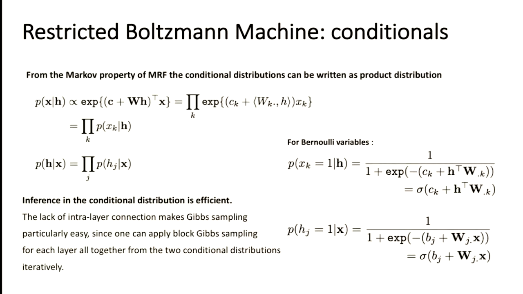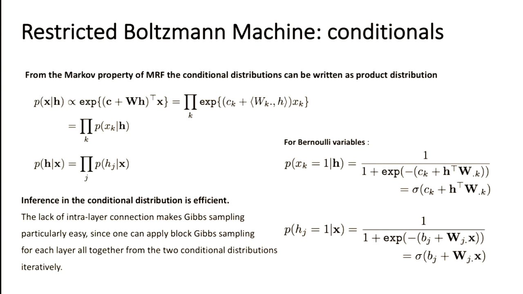So what was the benefit of removing these connections between visible to visible or hidden to hidden units? Essentially, it makes the conditional distributions quite nice. The conditional distribution can now be written in the form of product distributions, essentially because you have no more dependence between those variables. This makes inference in these models quite efficient, so we can do Gibbs sampling more easily. Particularly, we can apply block Gibbs sampling on the entire layer. You could apply Gibbs sampling to all the hidden units or all the visible units, which makes the sampling procedure much more tractable.